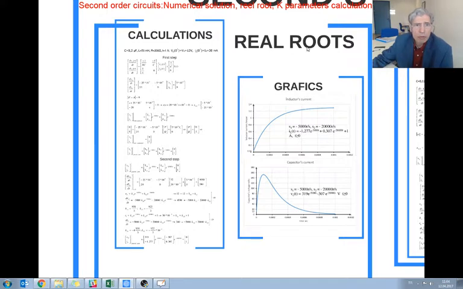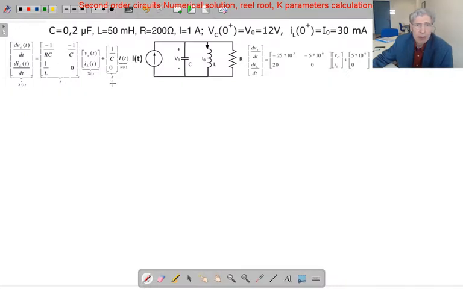Real roots. Now, what do we mean by saying real roots? We have to go to the original example now. So this is our second order circuit. This is the state equation for this circuit. This is a parametric state equation. So we have the element parameter values here.